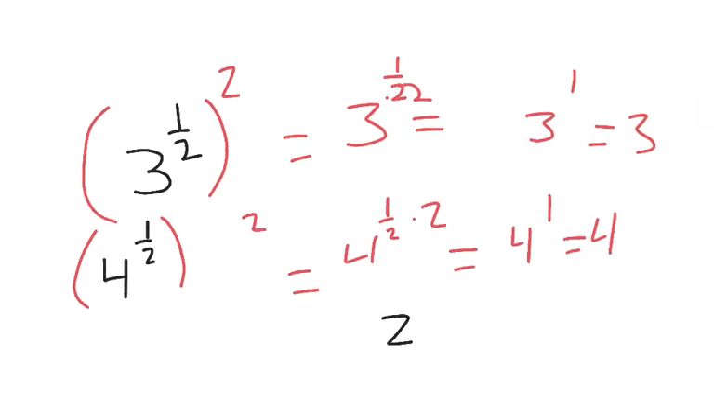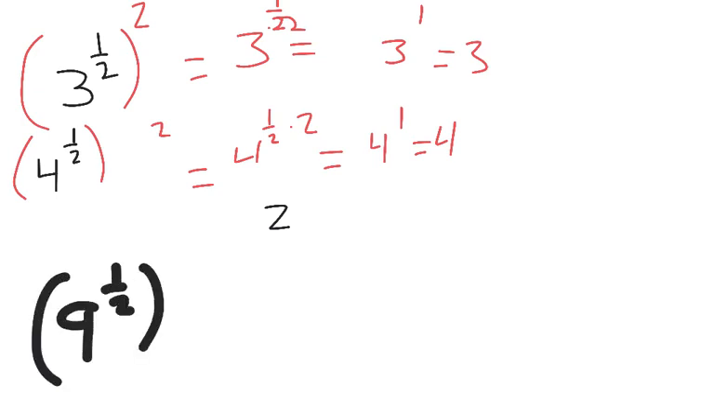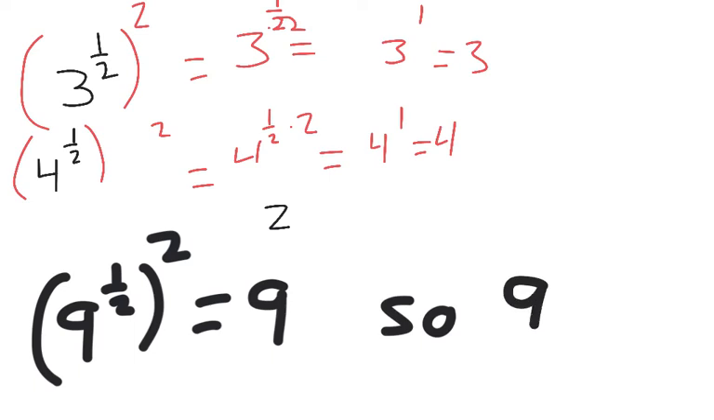Let's do it one more time. If I had 9 to the 1/2 and I squared that, we should get 9. So what number times itself gave me 9? Oh yeah, 3. I forgot 3 times 3 equals 9.